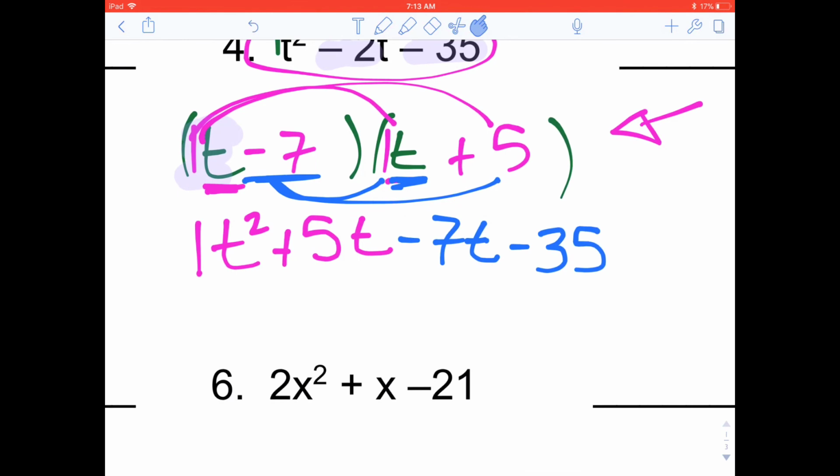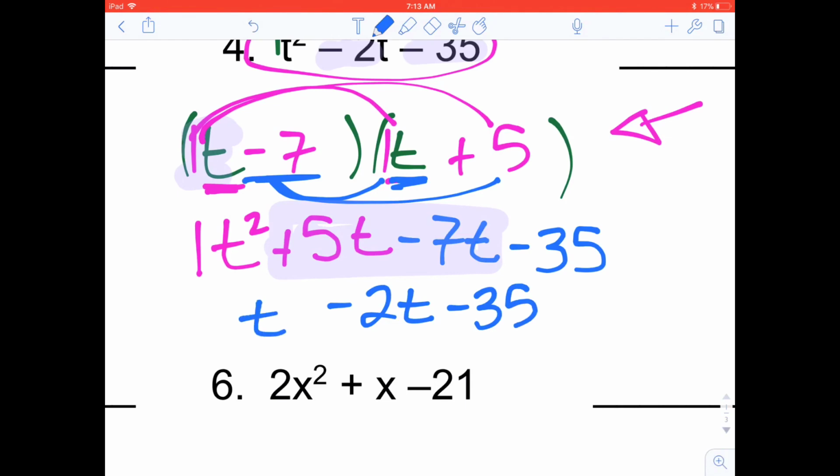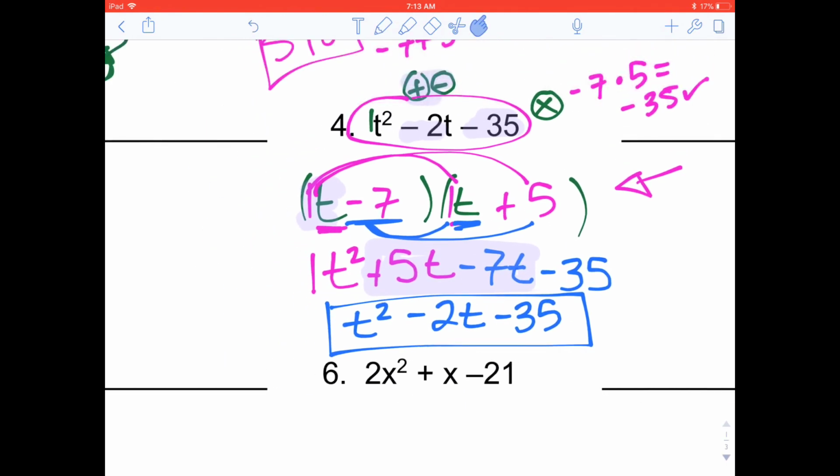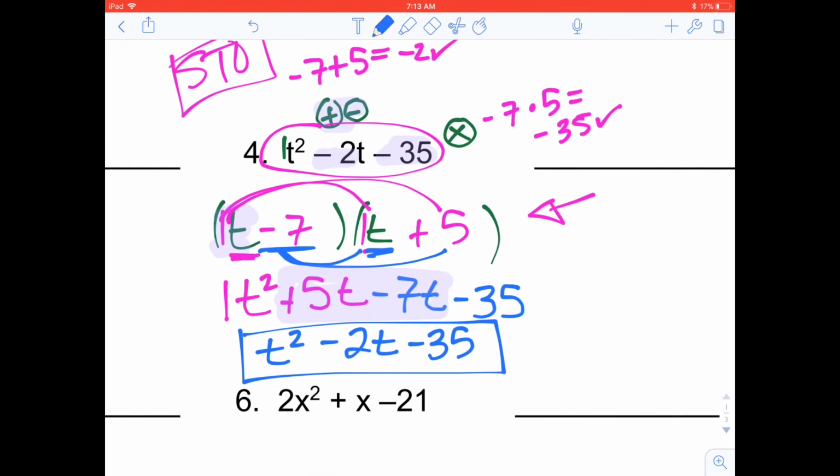If you look in the middle, we can combine like terms right here. So what is positive 5 minus 7? That would give me negative 2. Don't forget about the letter t. And bring down what you have left. I will drop the 1 because it's not necessary. And if you look at what we have boxed, it matches what we have up here in our answer. So we are 100% correct. This is our factored form.